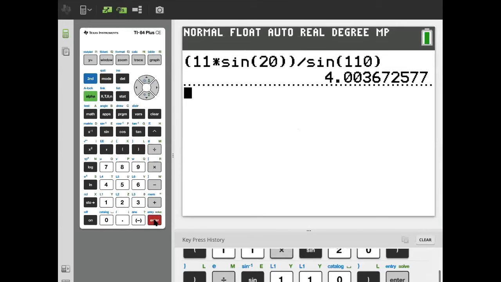And I get 4.0036. Now in general, this is going to tell me what to round to. Let's go ahead and round to the nearest thousandths. So tenths, hundredths, thousandths. So we're rounding to this decimal place. This 6 makes this round up. So that tells me that our B is 4.004 approximately.